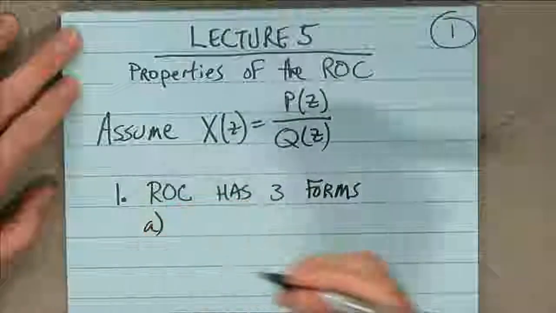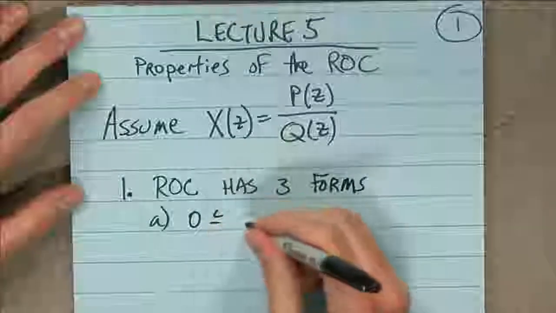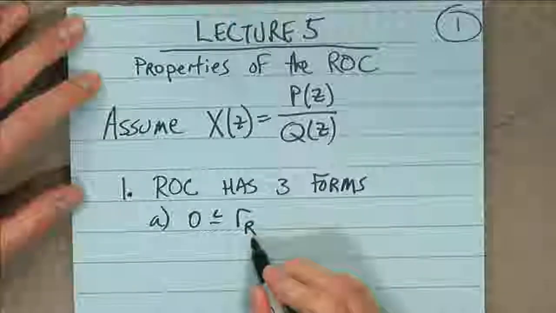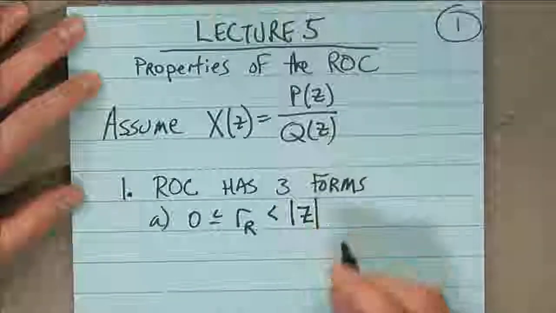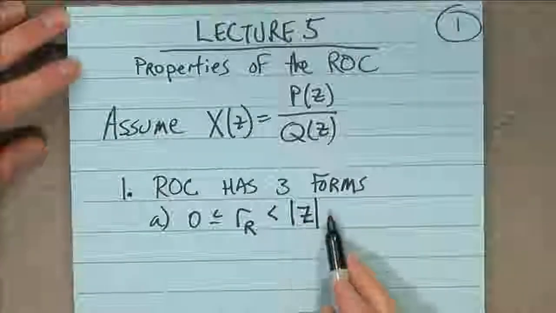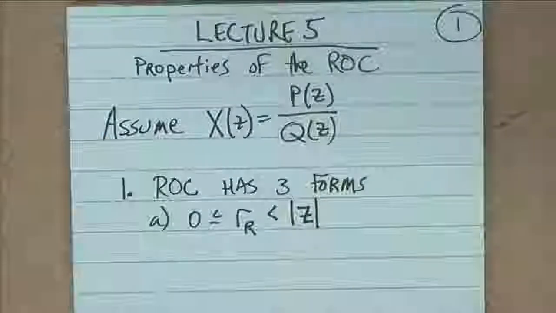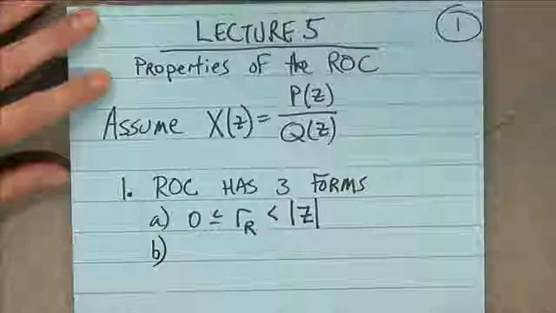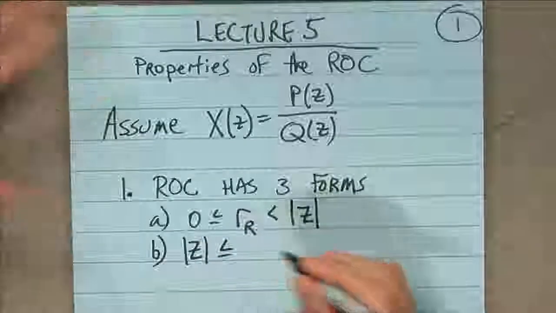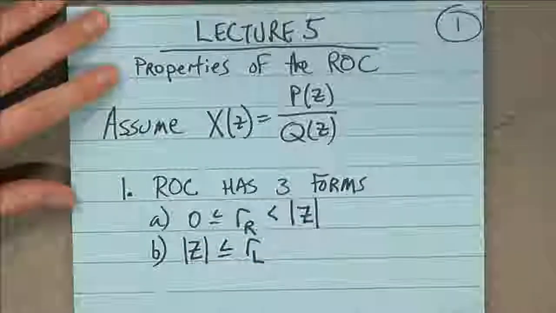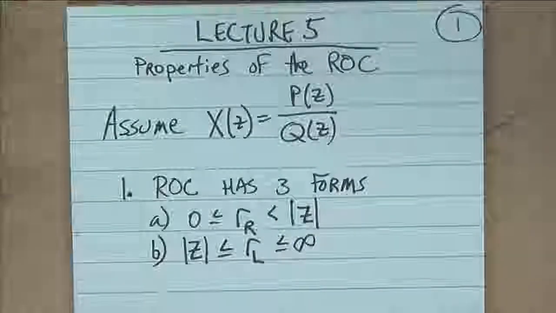We denominate them A, B, and C. A: you could have a region of convergence like this. Small r, capital R, meaning it's going to be right-sided. The region of convergence is all z greater than this constant r sub R, which means you're everything outside a circle, and you're going to be a right-sided sequence. Of course, the other alternative is you could have all z less than some constant r sub L, so now everything inside a circle, that's going to be your left-sided sequence.